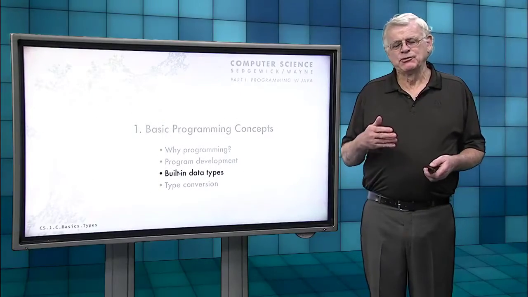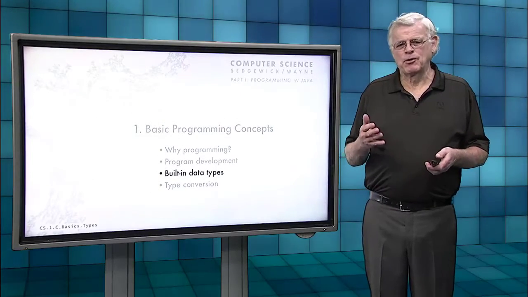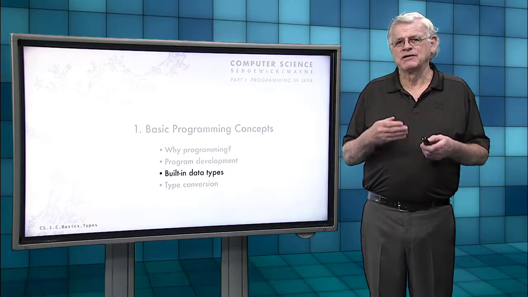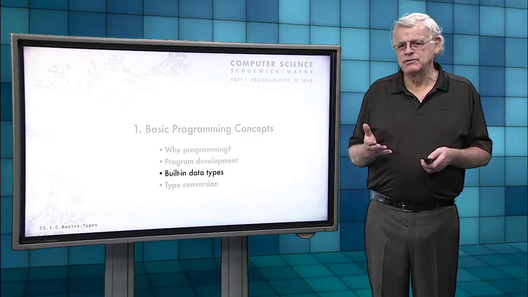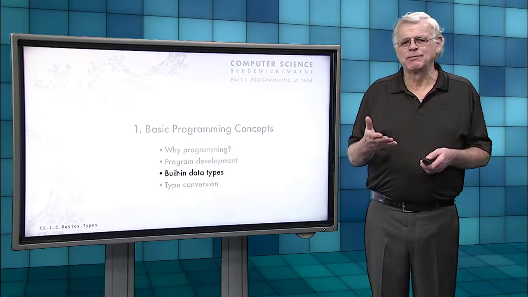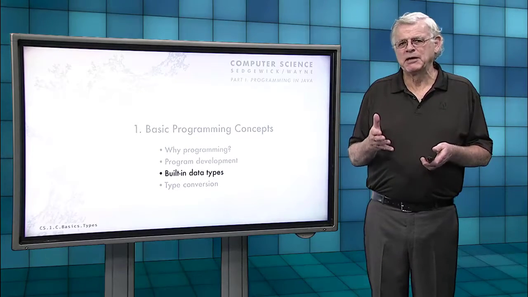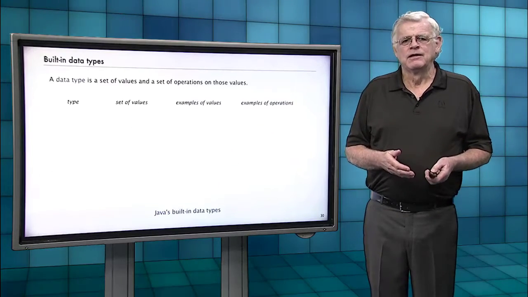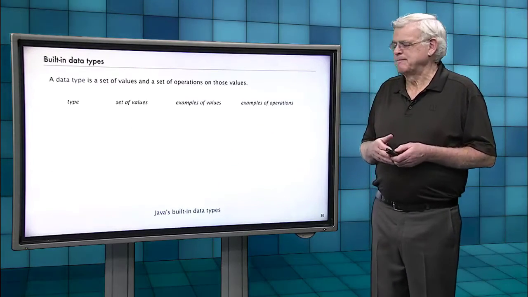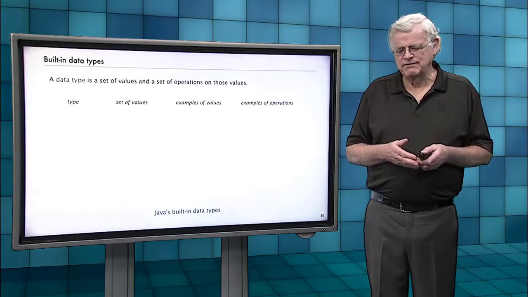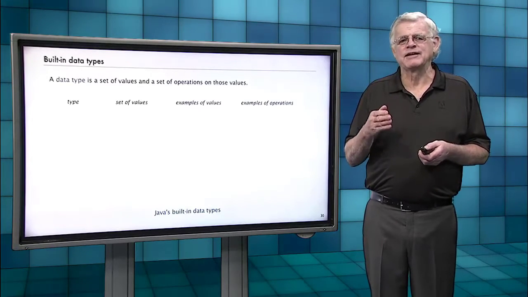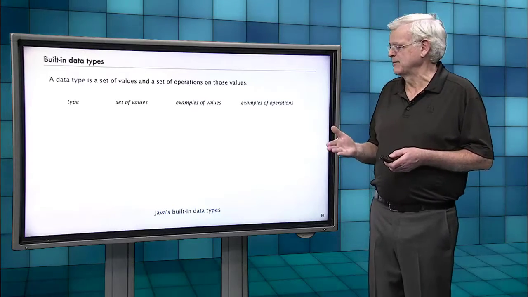Now we're going to get into writing some actual Java programs. To get started, we need to talk about the types of data that you can use and manipulate in Java programs. We're going to start from the beginning with the data types that are built into the Java language. So what is a data type? Well, it's a very well-defined concept. A data type is a set of values and a set of operations on those values.